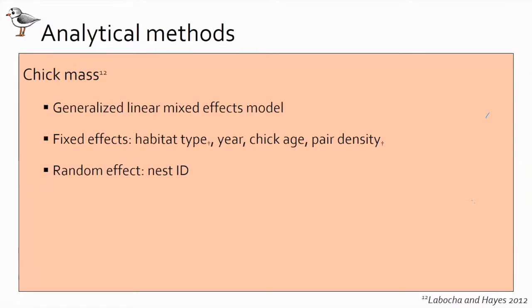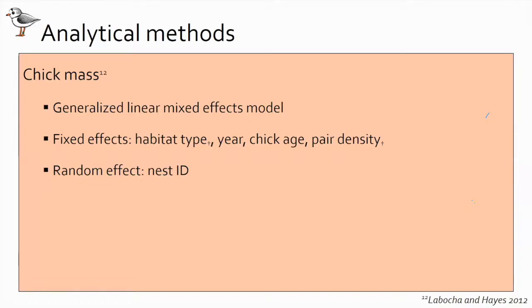And then to look at chick condition, we used pre-fledgling chick mass, which can be an indicator of condition, especially in cases where you don't have size corrected estimates. And for this, we used generalized linear mixed effect models looking at habitat type, which in this case is the habitat type in which the chick's nest hatched out in, year, chick age, and pair density in which the nest was when they hatched.